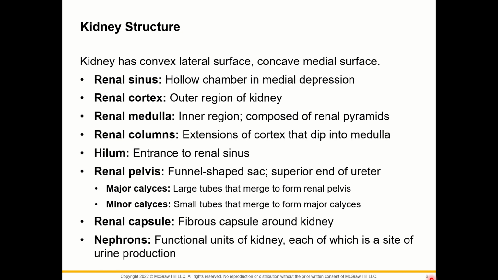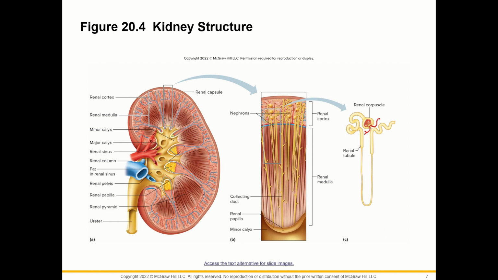It has the major calyces, which are large tubes that merge to form the renal pelvis. And the minor calyces are small tubes that merge to form major calyces. The renal capsule is the fibrous capsule around the kidney. And then nephrons are functional units of the kidney, each of which is the site of urine production.